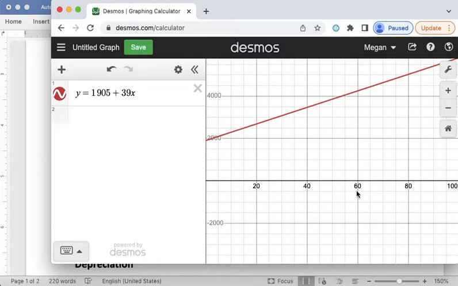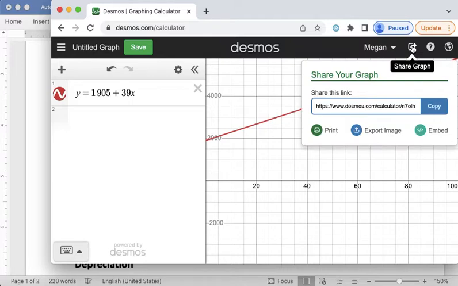So what I can do in order to put this graph into my notes, there's a couple things you can do. If you click on this button here, it's a box with an arrow in the upper right, and it says Share Graph. That brings up a couple options. One option that you can do is you can export the image, and that will let it download to your computer, and then you can insert it in your Word document. So I'm going to show you how to do that.